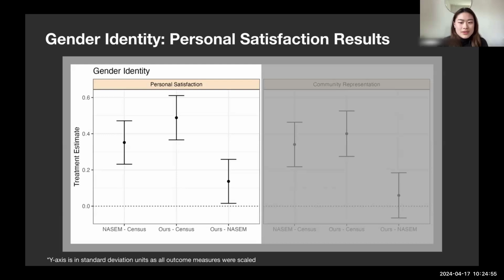The important thing was that they were more satisfied with ours as compared to NASEM, and that difference is significant. You can see that from the third bar, where our questions as compared to NASEM does not cross the dotted line at 0. This is a finding that's unique to gender identity. And we believe that this really came from the fact that we separated out our trans status question and gender, and also use language that aligns better with how people describe themselves.